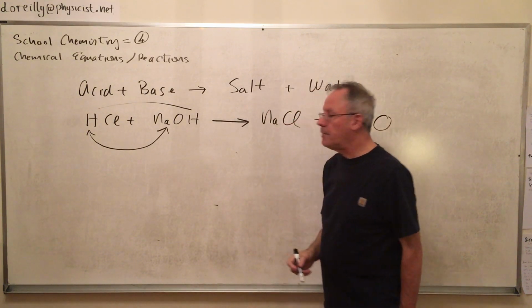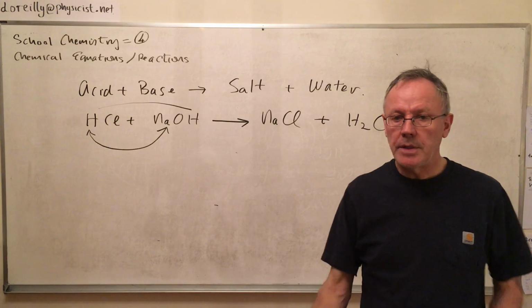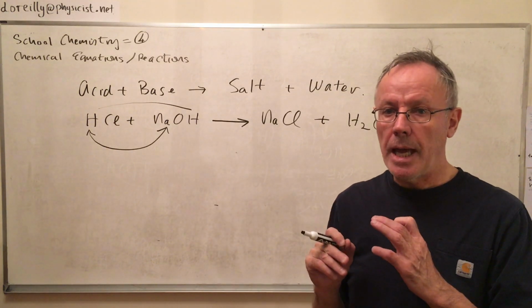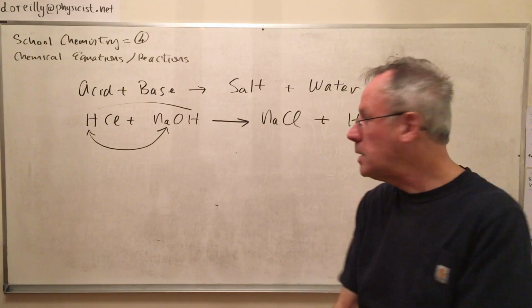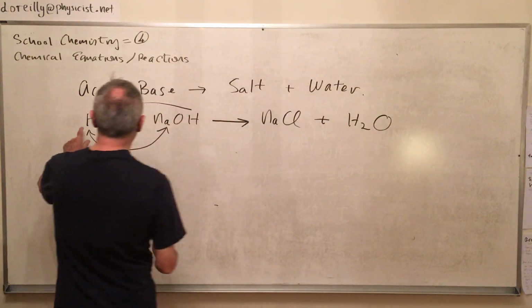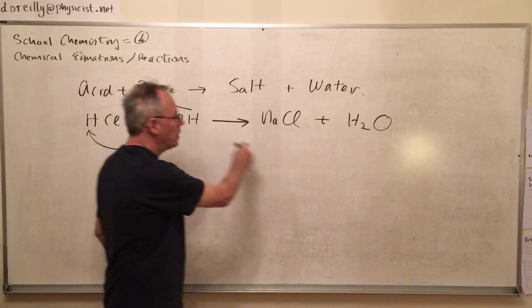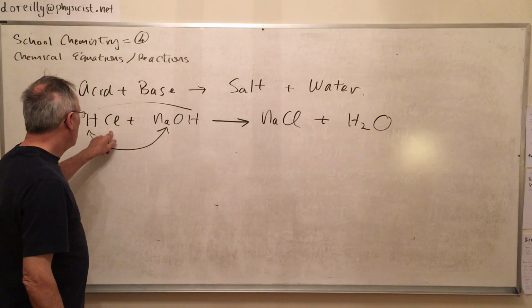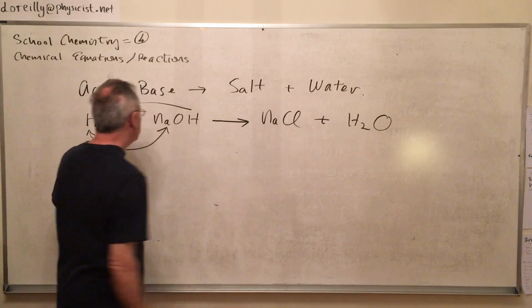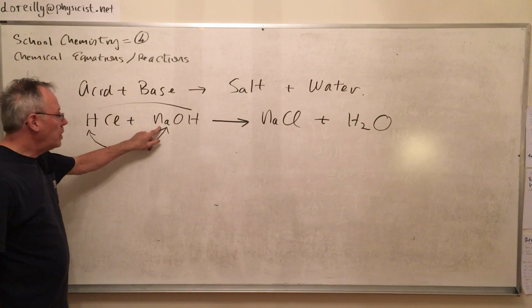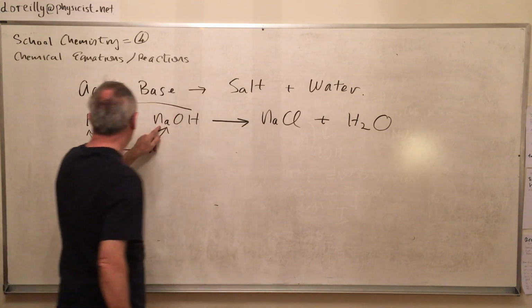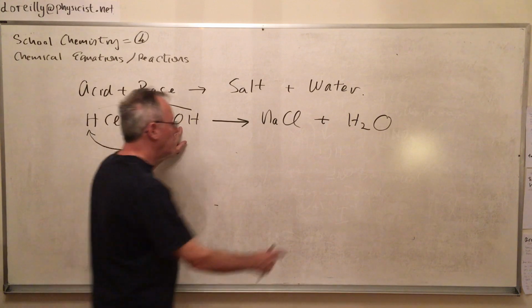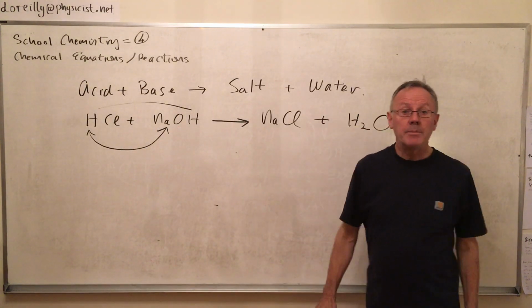Now let's check to see if that equation is balanced. Do we have the same number of constituent atoms on the left-hand side as the right? Let's count. 1, 2. 2 hydrogens. Oh yeah, that's correct. Chlorine. 1, 1. Yes, that's correct. Sodium. 1, 1. That's correct. And oxygen. 1. How about that? It's balanced.